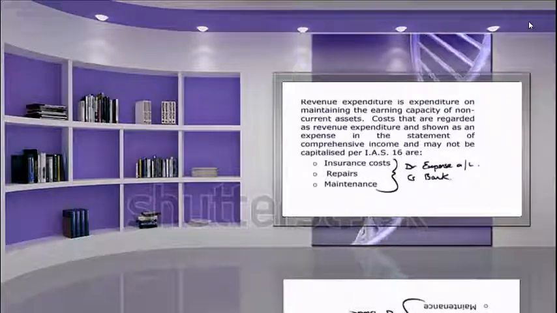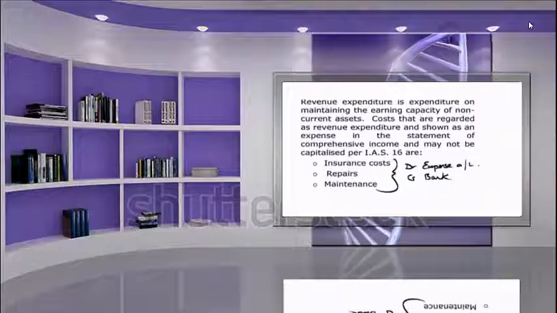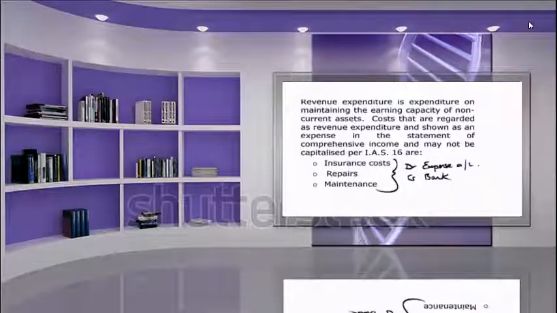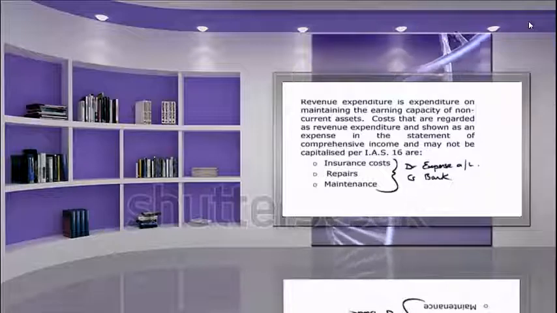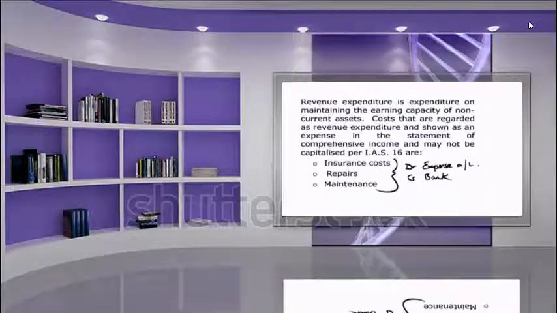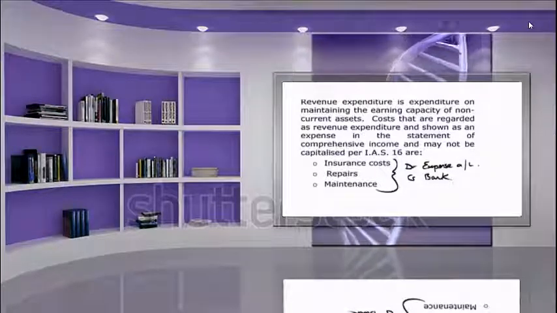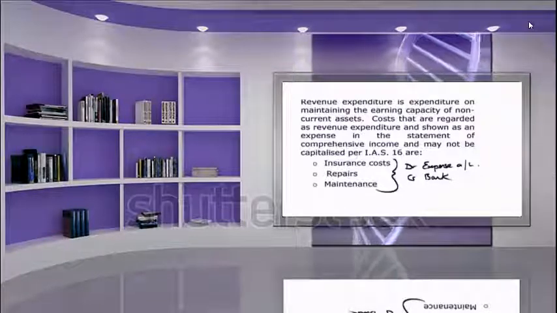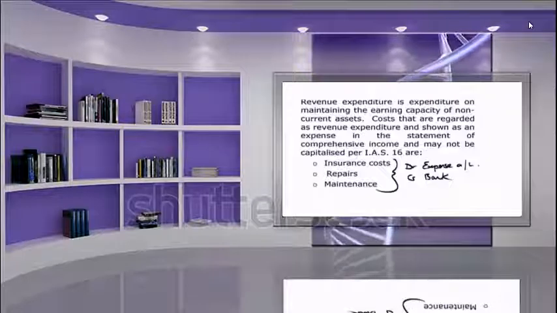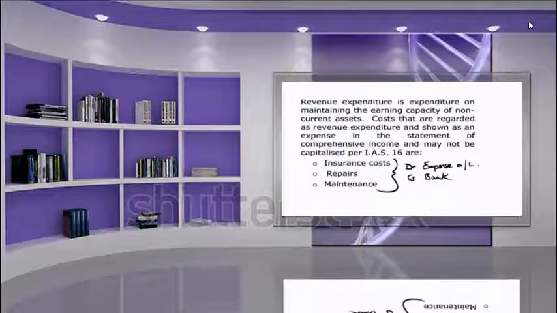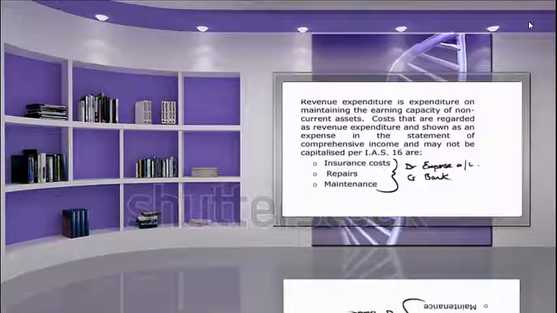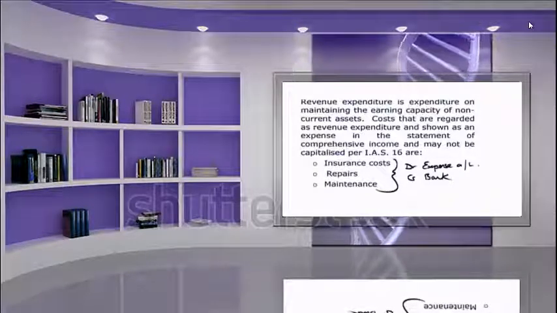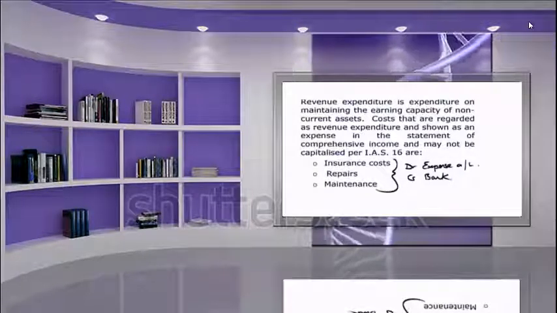So it's really important to be able to distinguish between capital and revenue expenditure, because capital expenditure can get added to the cost of the asset in the statement of financial position, and revenue expenditure is an expense, therefore reduces profits in your statement of comprehensive income. Learn the typical examples of capital and revenue expenditure for your exam.